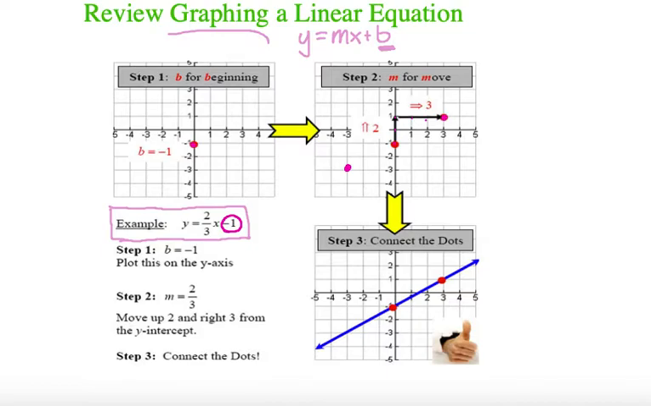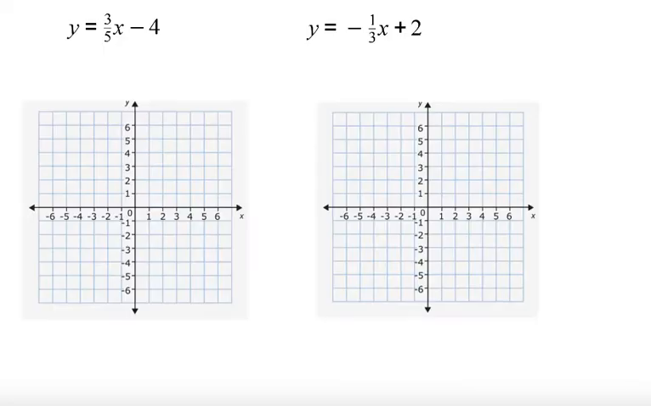So let's look at 2 more examples in linear format. So again, we're going to start with the b of -4. So I'm going to plot that on my y-axis because that's my y-intercept. I'm going to use a slope of +3/+5. So I'm going to rise 3, run 5. Or I can go down 3 and to the left 5. All right, and that's going to give us our linear equation.